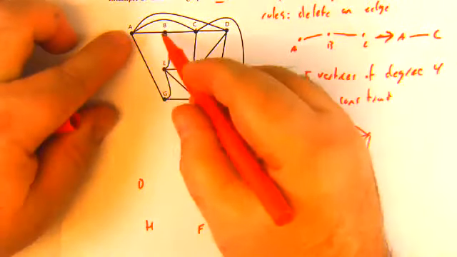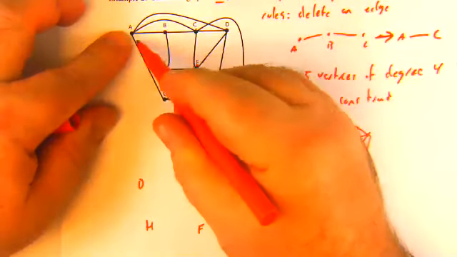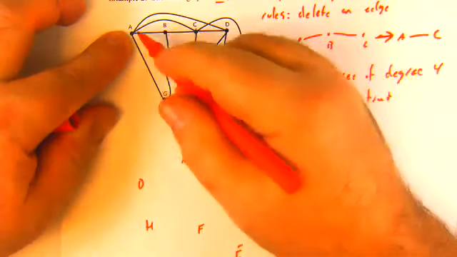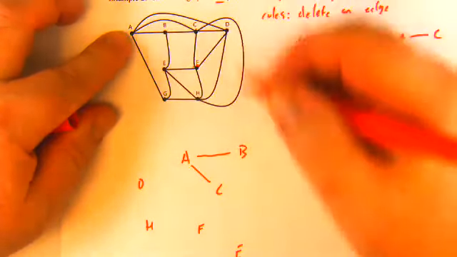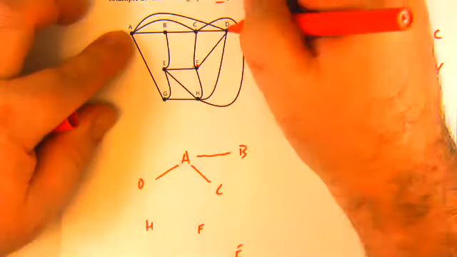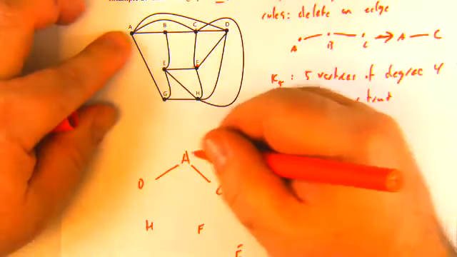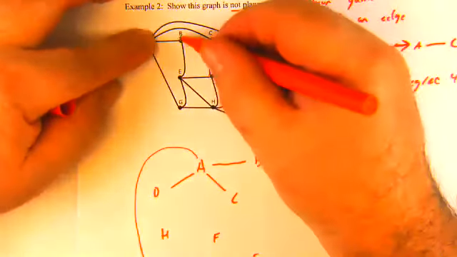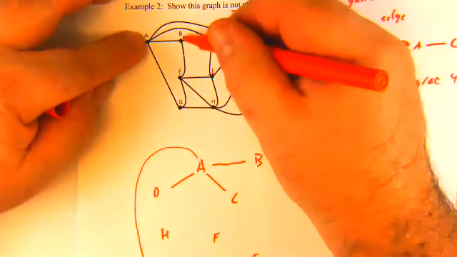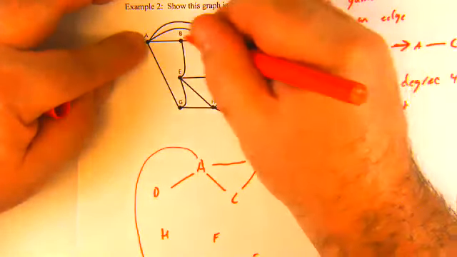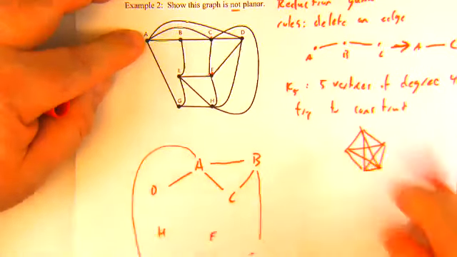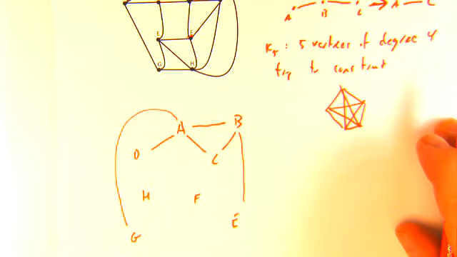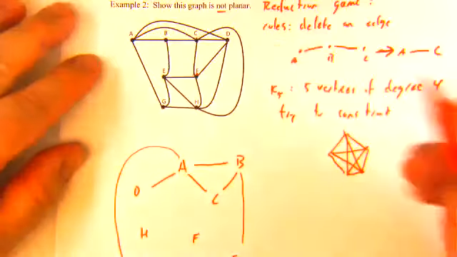A is connected to B. A is connected to C. A is connected to D. And A is connected to G. Right, so there's all the connections for A. It's a degree 4, and we got all those. B is degree 3. It's connected to A. We've got that. It's connected to C. And B is connected to E. And so there's all the connections from B. We'll just go through and fill in all the rest of the connections.